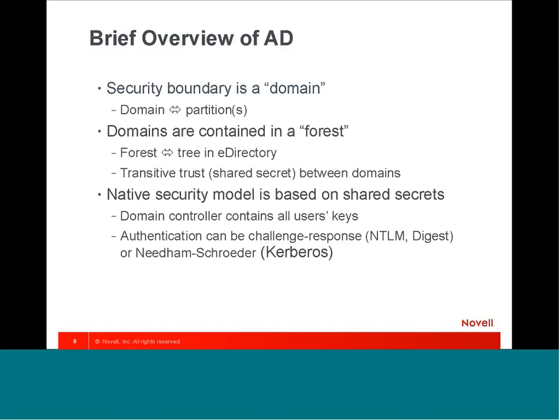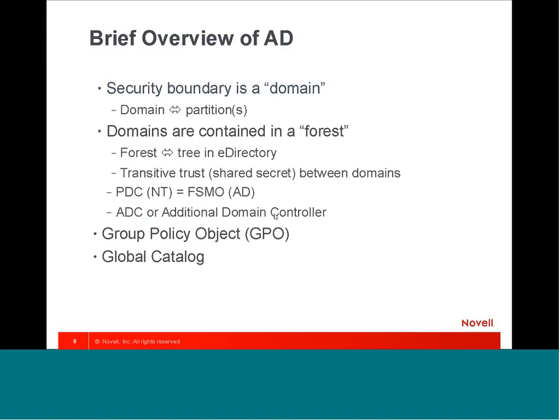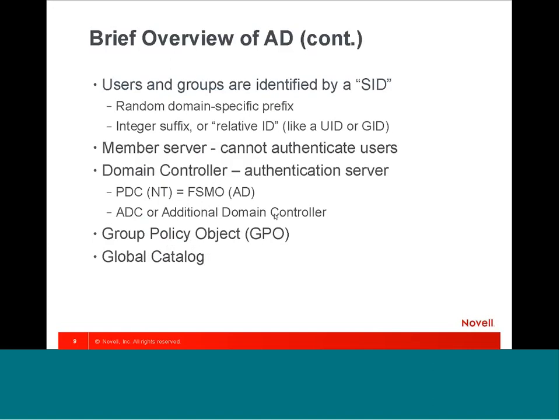I've talked a little bit about it. You can have Kerberos, you can have NTLM, you can also use the digest method. Users and groups are identified by a security ID, also called a SID. This is randomly created when a domain is created, when you install DSFW. There's an integer suffix, or relative ID, which is called a RID.